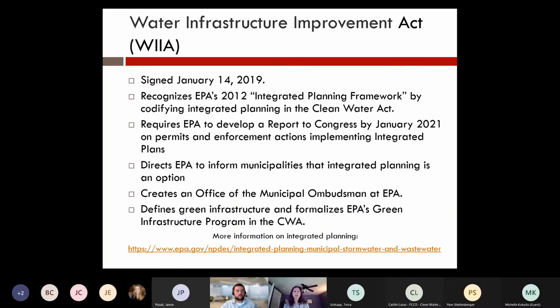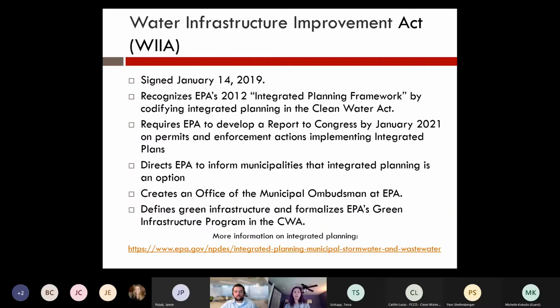It also directed EPA to inform municipalities that integrated planning is an option. And this is one venue where we are speaking to municipalities. We also have had 4 different webcasts that have had at least 400 to 500 participants per webcast listening and learning about integrated planning.